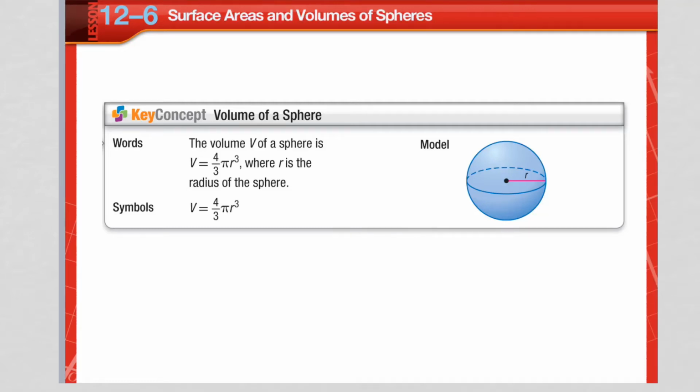Welcome to volumes of spheres. So we're not going to talk about the surface area, we're just going to talk about the volume of a sphere. The formula we have here is 4/3 pi r cubed.